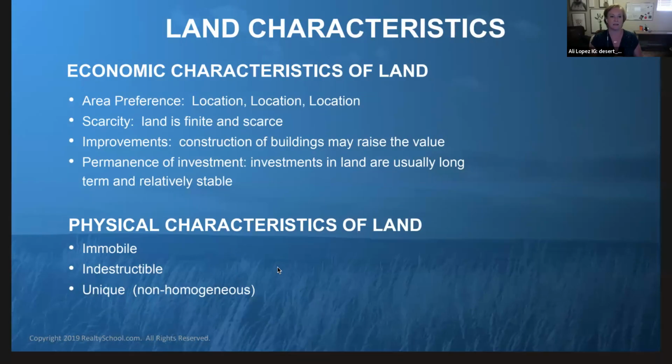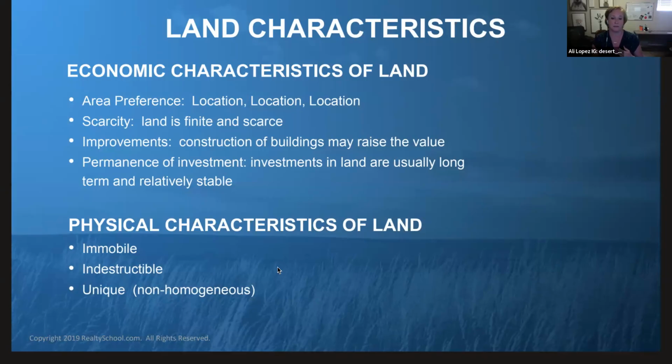But the economic characteristics of land, and there will be a couple of really good questions on your exams about the difference between economic and physical, is what makes this piece of land different from this piece of land? Always it's location, location, location. This piece of land here in Clark County is different than a piece of land in East Tennessee because of its scarcity. There's more land out west than there is back east.